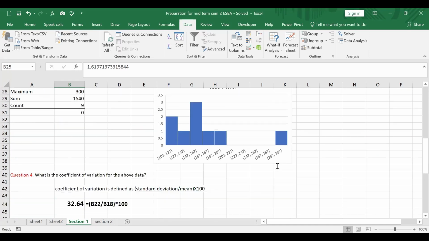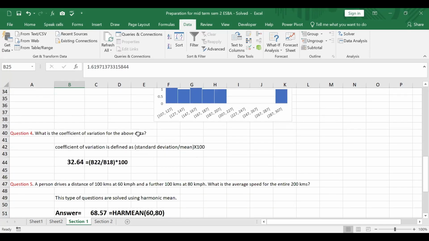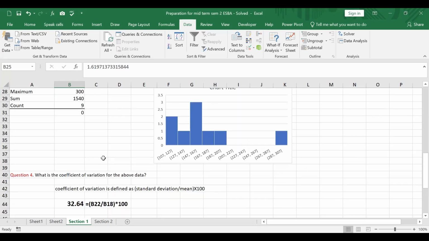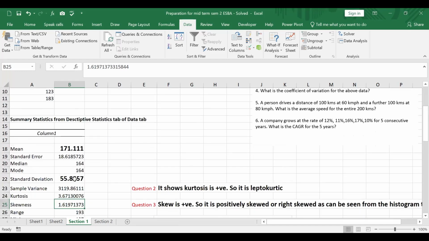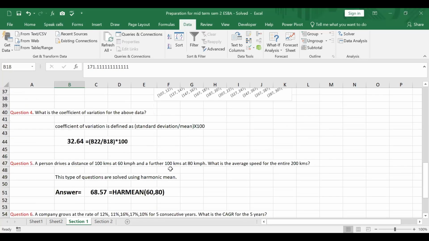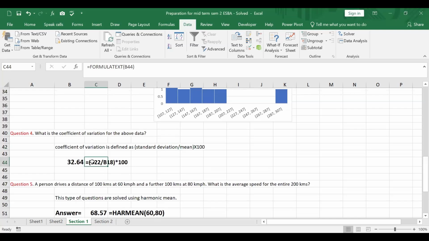Coefficient of variation. Coefficient of variation for the above data is defined as standard deviation by mean multiplied by 100. Now, standard deviation I highlighted here, 55.85, that is B22 divided by B18. So multiply standard deviation, and then put a bracket there because you're multiplying the result of this division into 100. Otherwise, 100 will be the denominator.